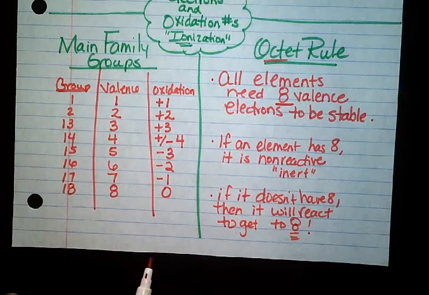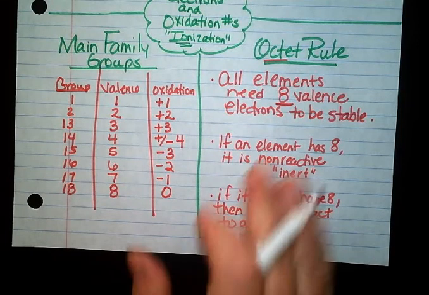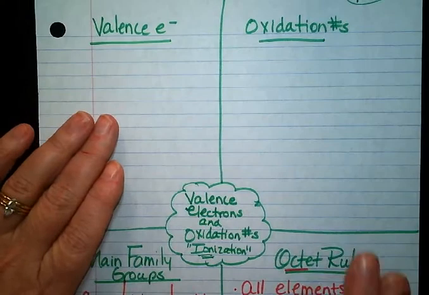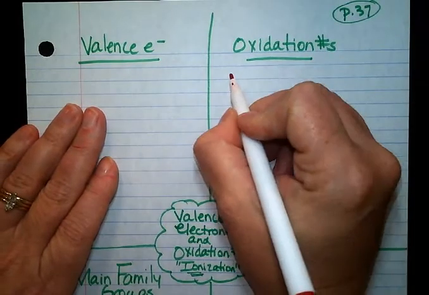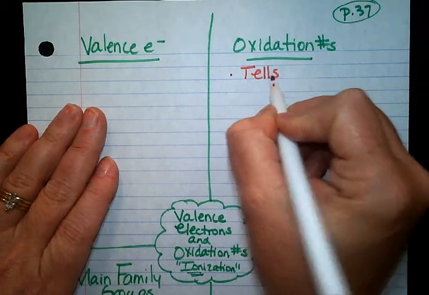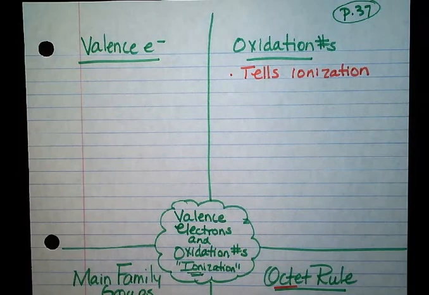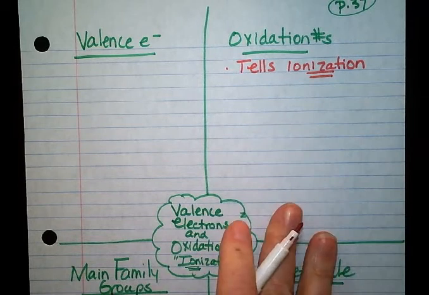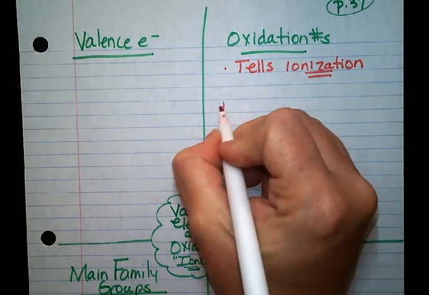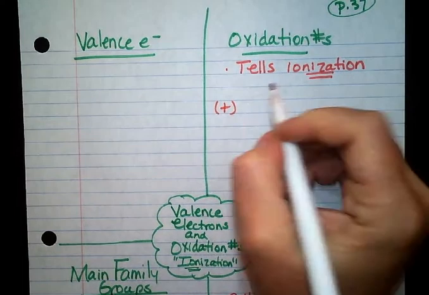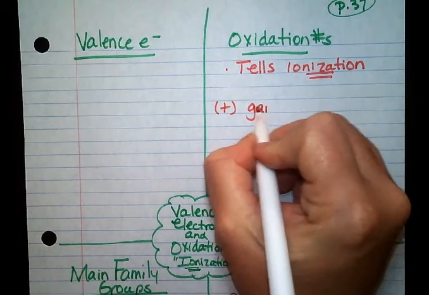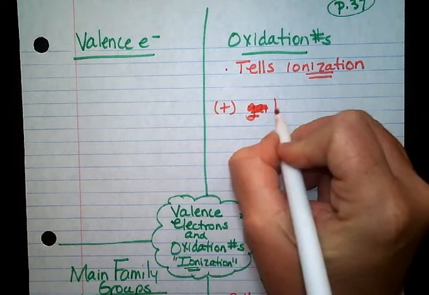So we're going to do a couple of these examples in just a minute, but let's look up here. Oxidation numbers. Remember, that's the number that tells the ionization. It tells what's going to happen to it, if it's going to gain or if it's going to lose. So if it's a positive oxidation number, it says that it's going to gain, nope, I lied to you, it's going to lose electrons.